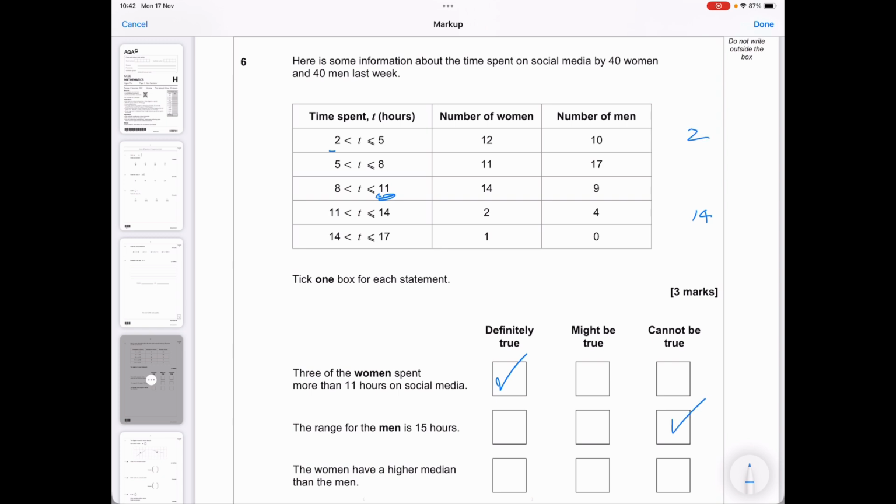And the women have a higher median than the men. Okay, so the median for the women would be wherever the 20th person is, because there's 40 women. So that's 12, 23. So the median is going to be in here for the women. And for the men, it would be in 10, 17. So it's also going to be in here. So it might be true, but we're not entirely sure.